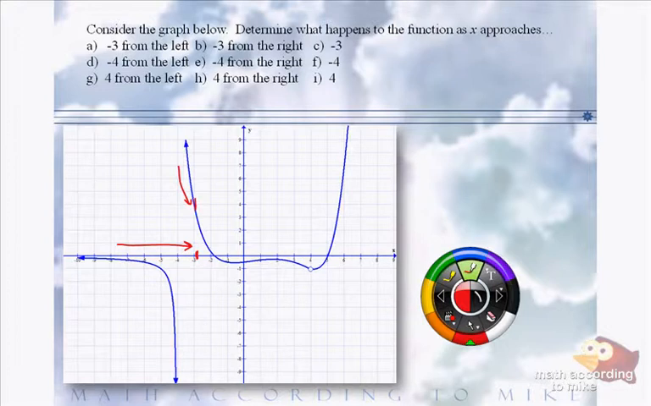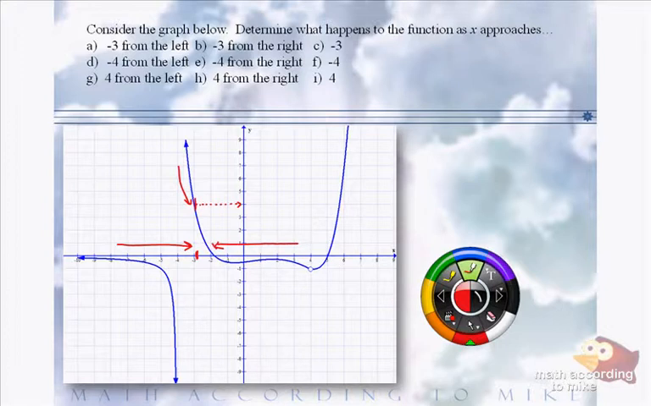So what y value does the function approach as we get closer to -3? What y value? 4. Hopefully you drew it that way. So as we approach -3 from the left, you're asking yourself, what y value does the function get close to? You would say 4. How about as we approach from the right?